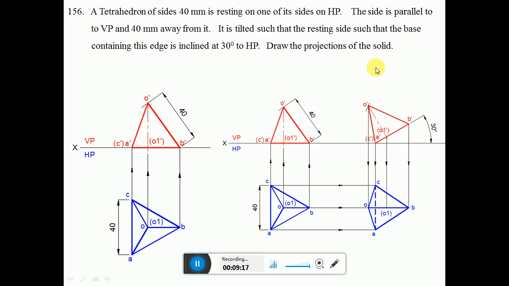Then the side is parallel to VP and 40 mm away from it.